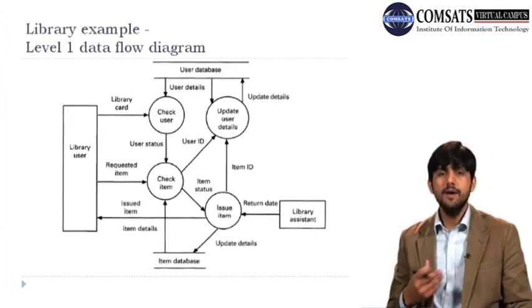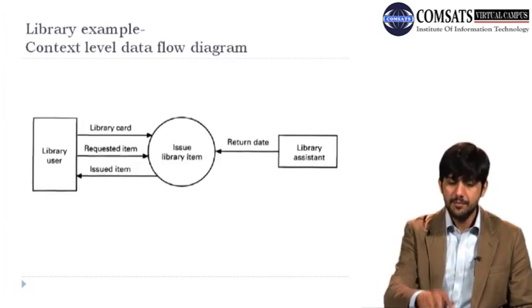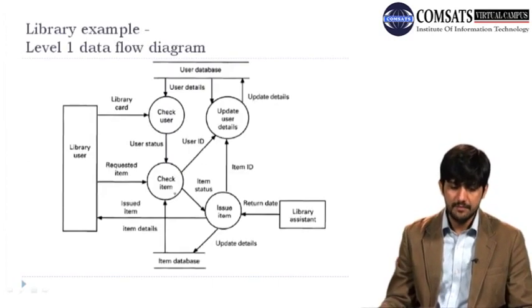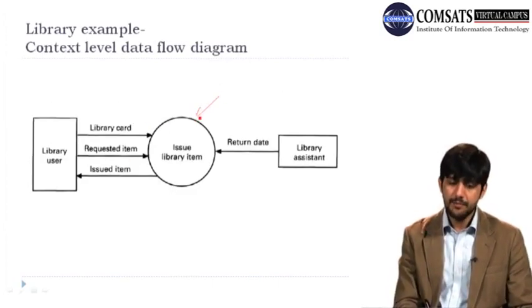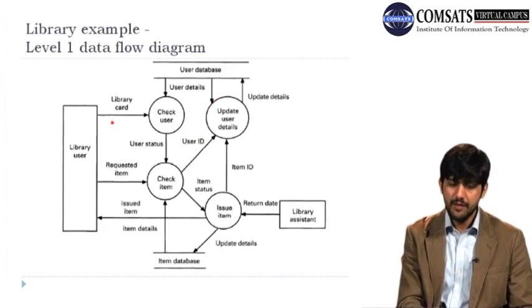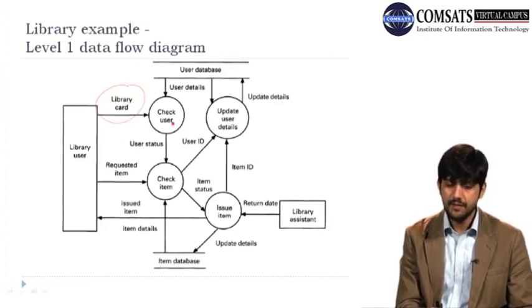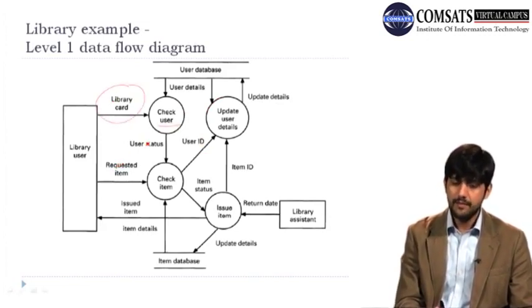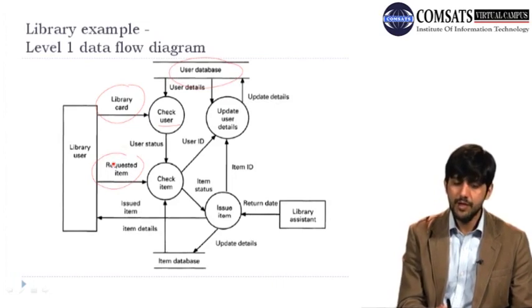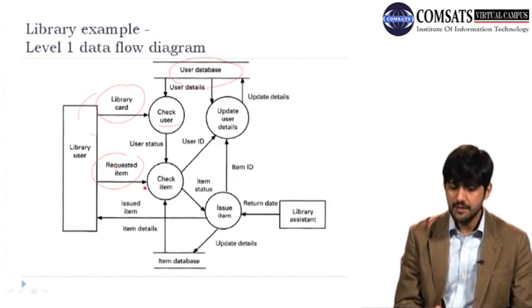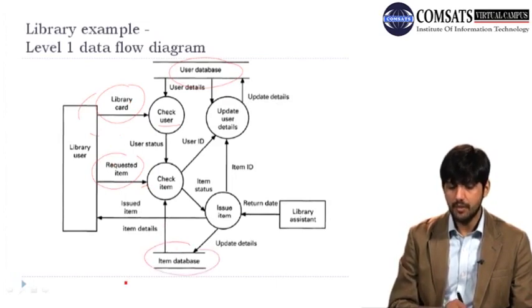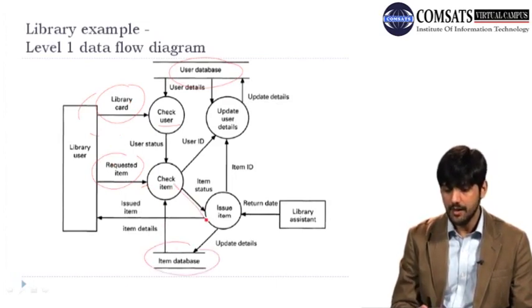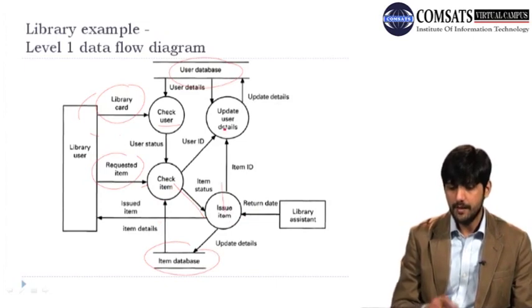And this is the level 1. So we have decomposed this main process of issue library item into these smaller processes. So whenever a user inputs their library card, we check whether the user is valid or not, and this is checked by this user database. And remember there were 2 inputs from this user. So we check this particular item in the item database, whether the item is available or not. If the item status is okay, then we are going to issue that.